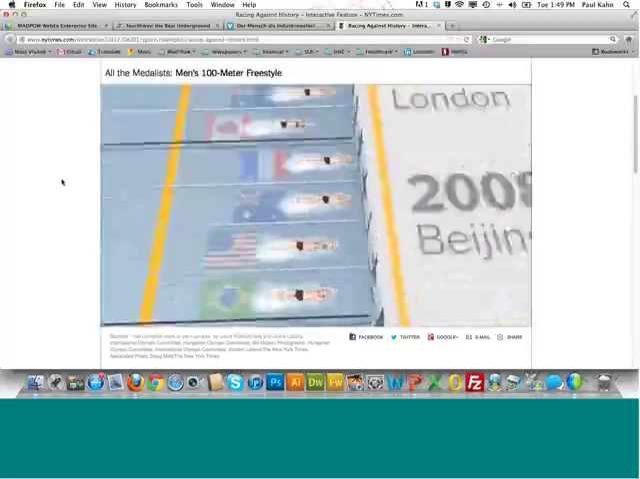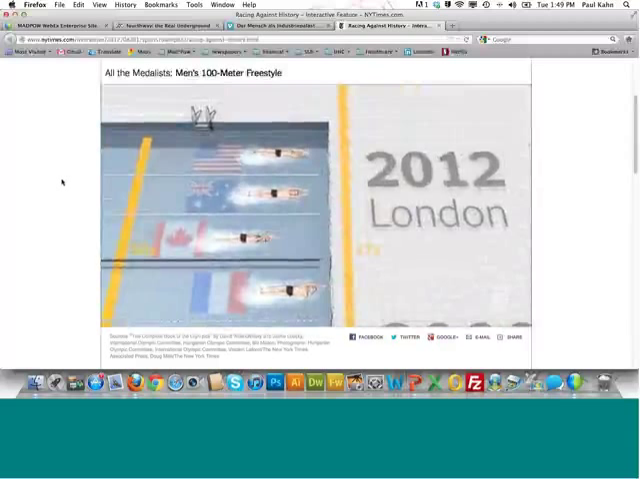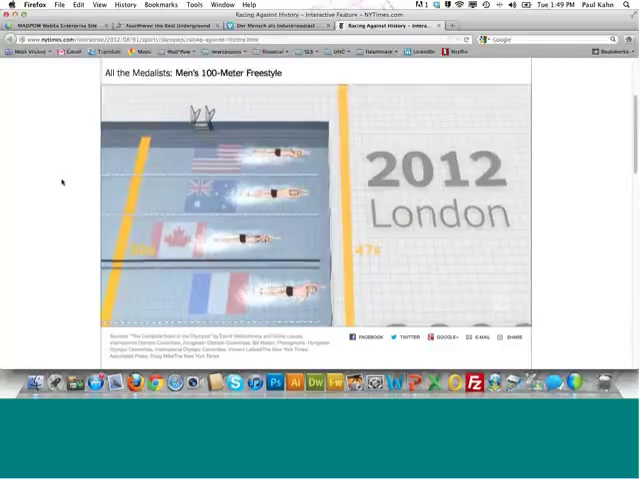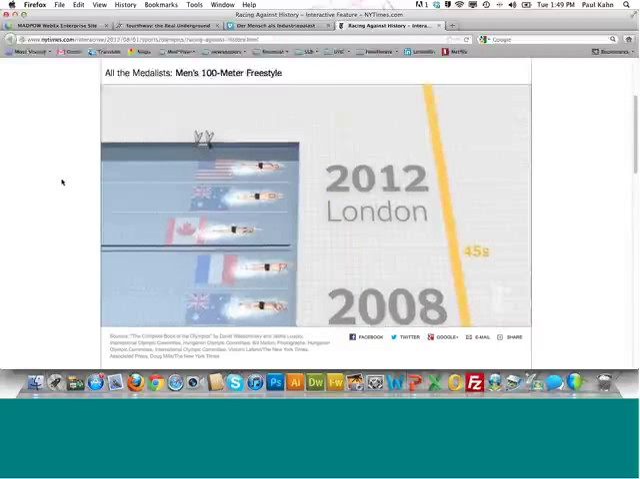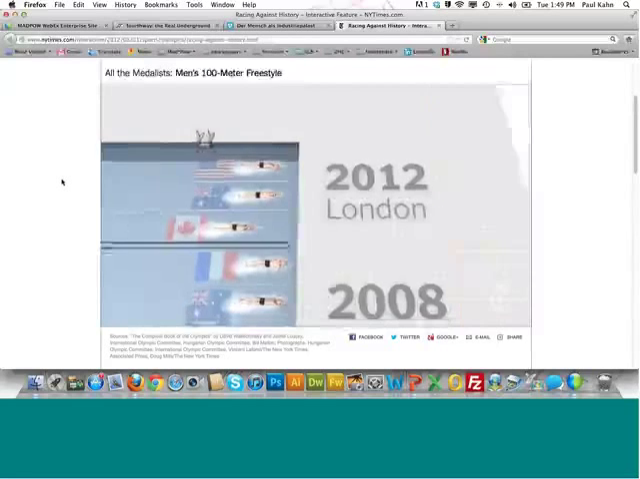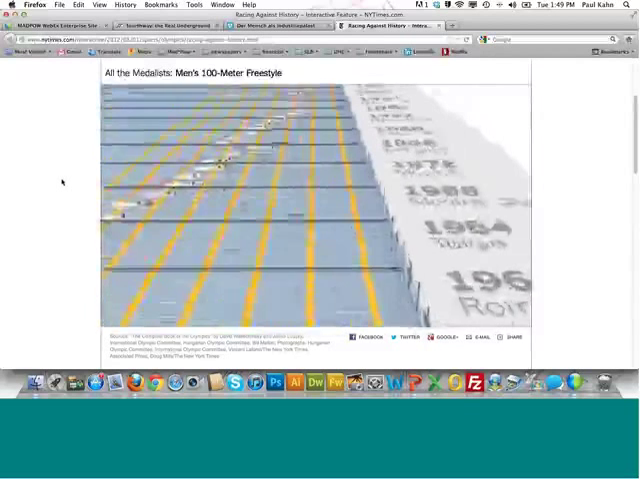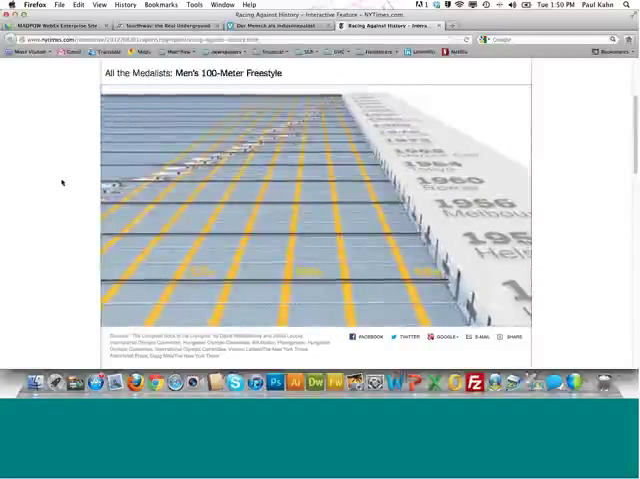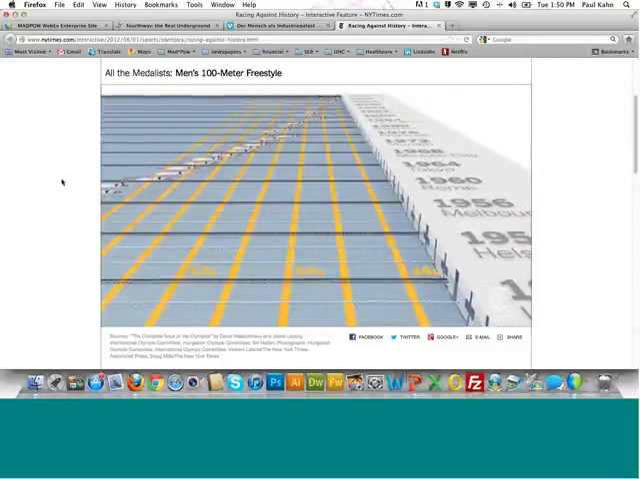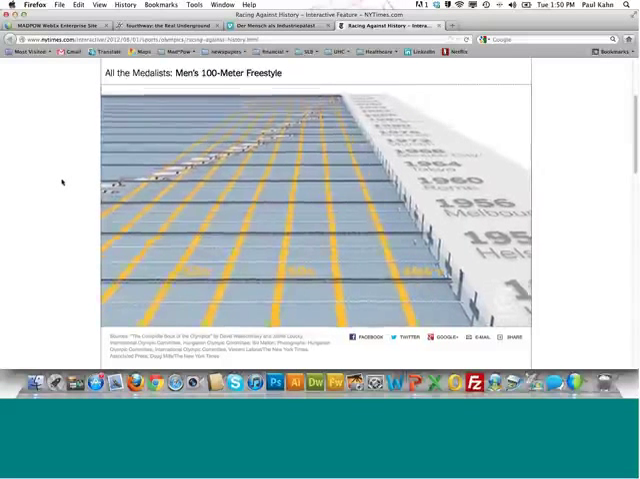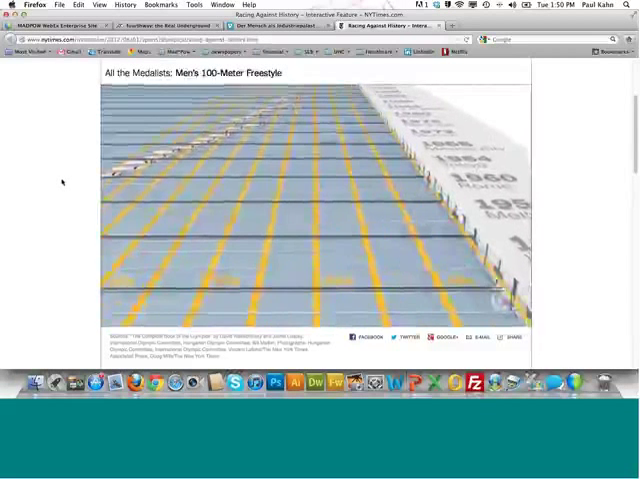And today's athletes are right around 47 seconds. They're chipping away at that next barrier, the 45-second mark that seems impossible. But is it? Here's one way to think about it. Since the 1950s, these Olympians have gotten about 1 second faster every 8 years.